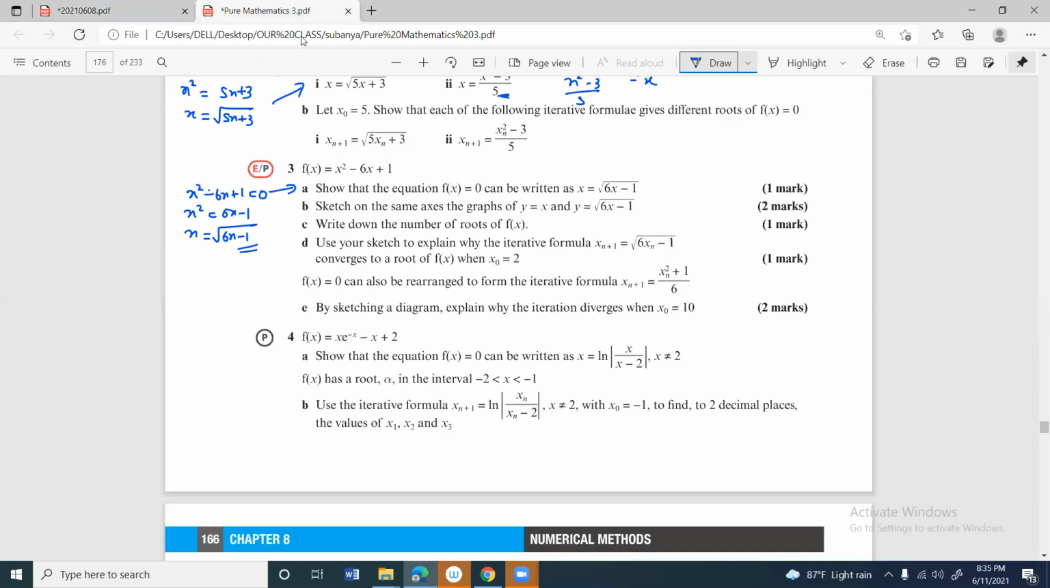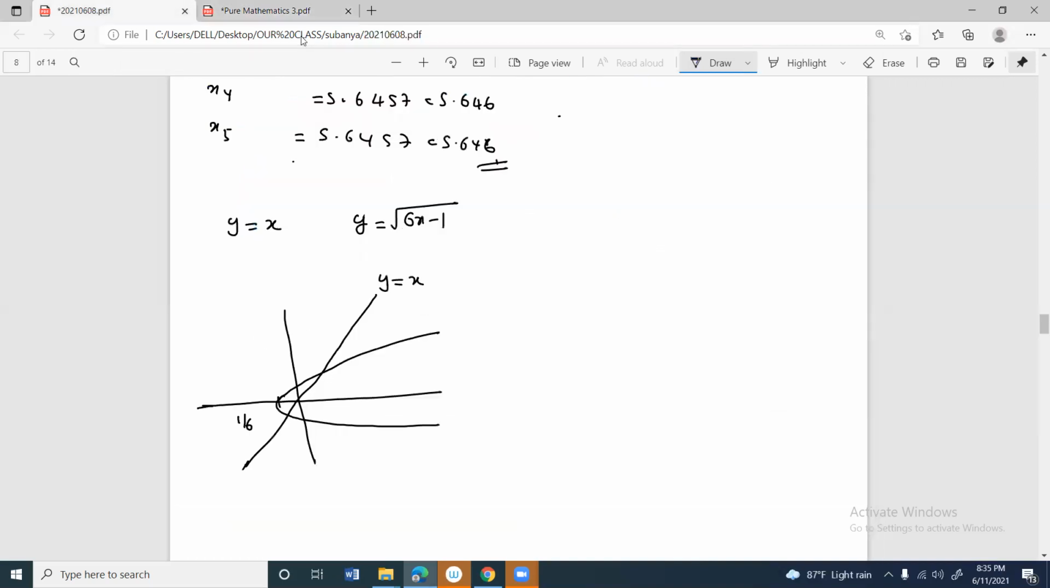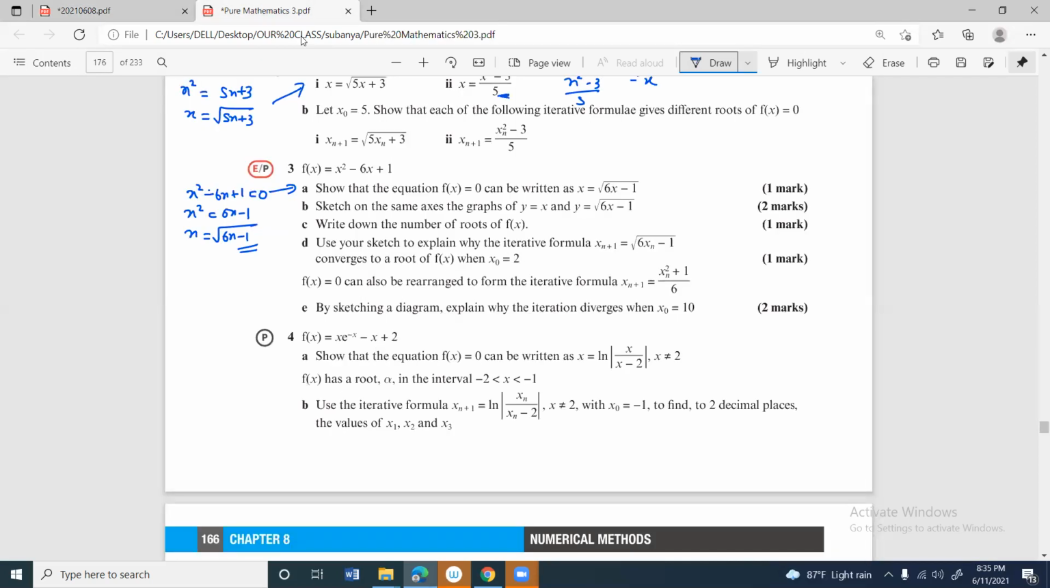So from this equation, you can write down the number of roots. The number of roots we can expect: from the graph you can expect one solution from here, and we can expect two solutions from this iterative formula. That's the answer for part B.